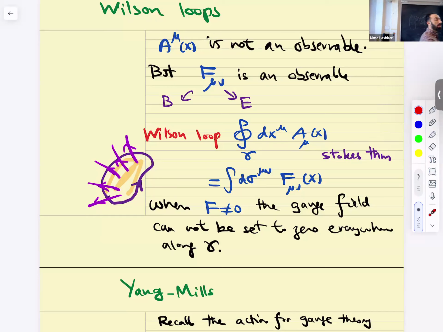If as you go around the loop you could trivialize these fields, that would mean you're setting A mu of x equal to 0. I could set it to 0 by trivializing. Now, if I could trivialize it at every single point around the loop, it means that this integral is 0. Now, this integral by Stokes' theorem is related to F mu nu of x. This is d of A.